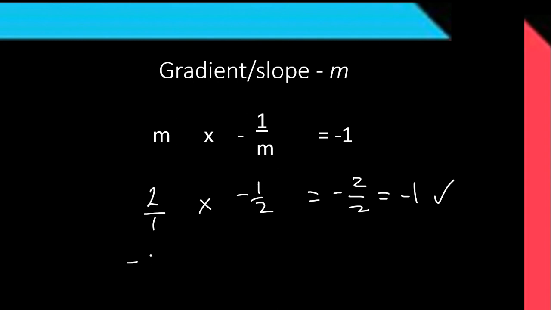I'll give you another example. If I had negative 2 over 3 as my gradient or my slope, and I find the negative reciprocal of that, it's going to be 3 over 2. Because this is negative, this is now going to be positive. If I multiply them together, I'm going to have negative 6 over 6, which is negative 1. And that's how you know if something's perpendicular. If you multiply their slopes together, your answer will be negative 1.